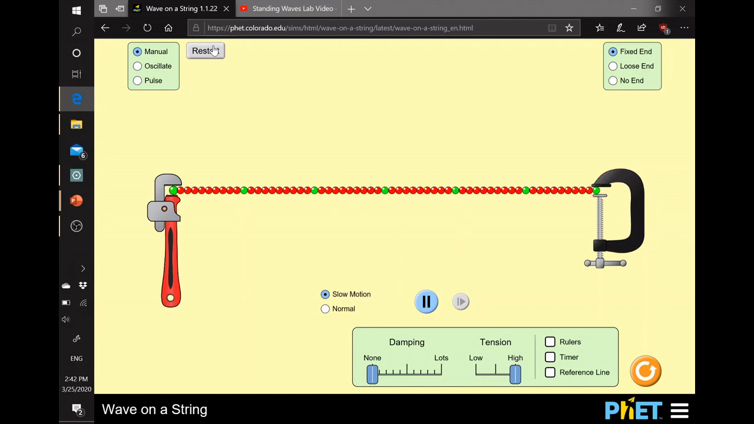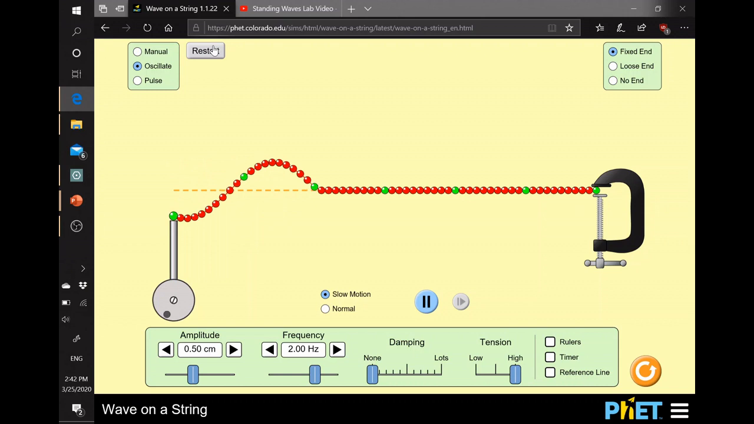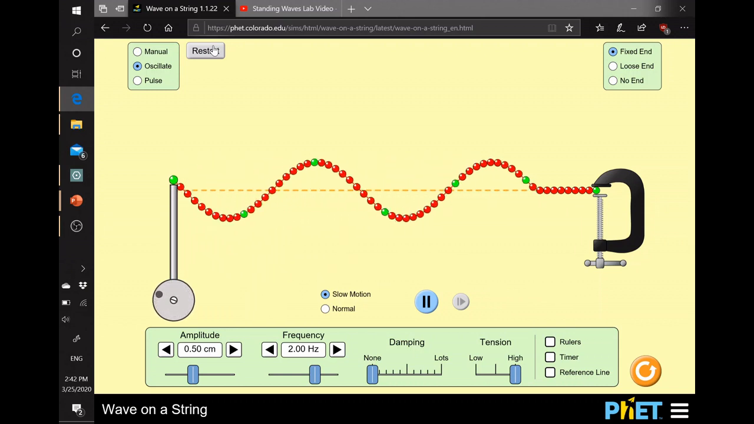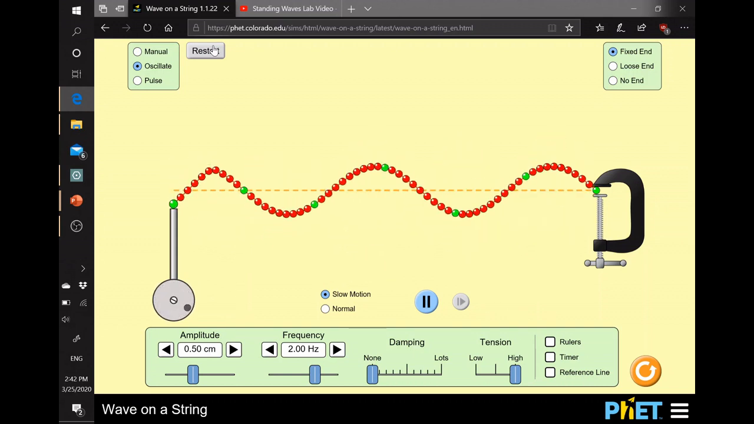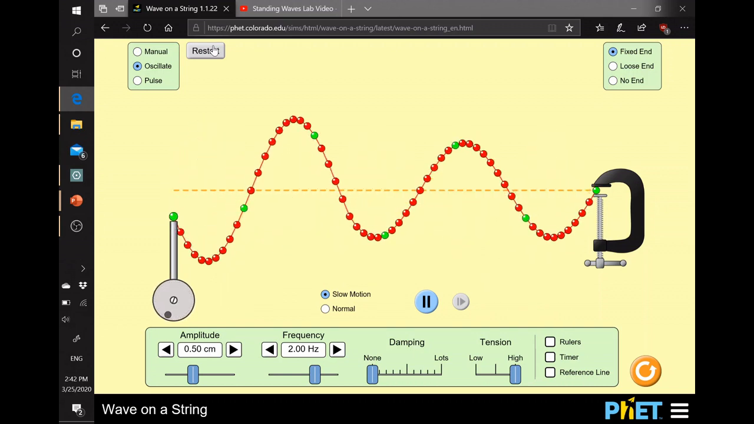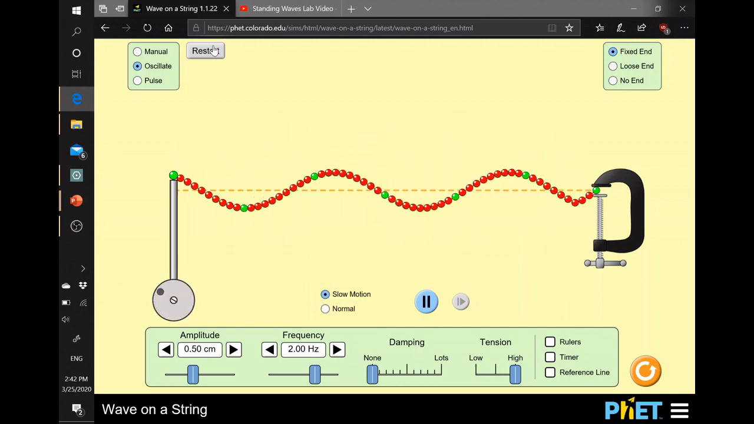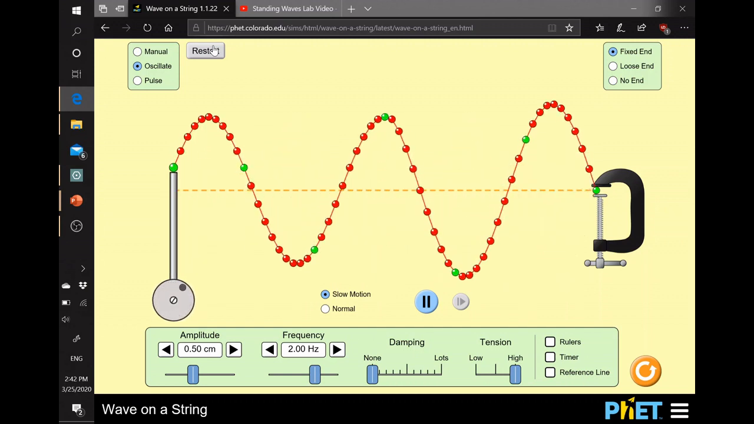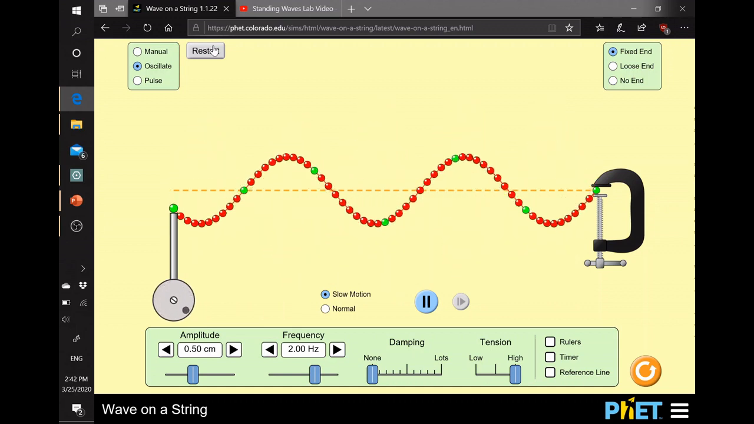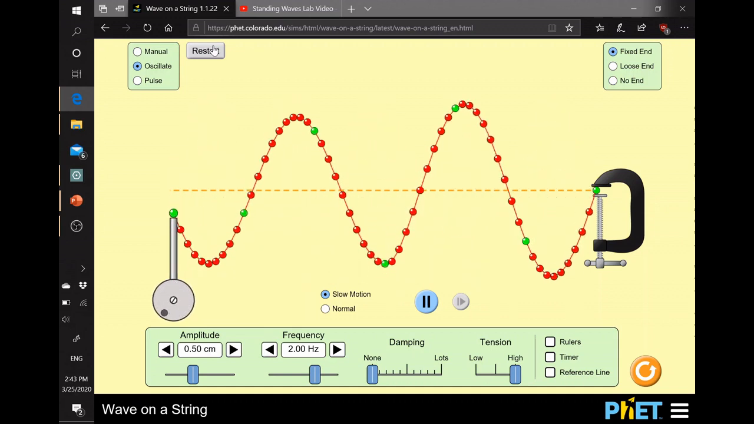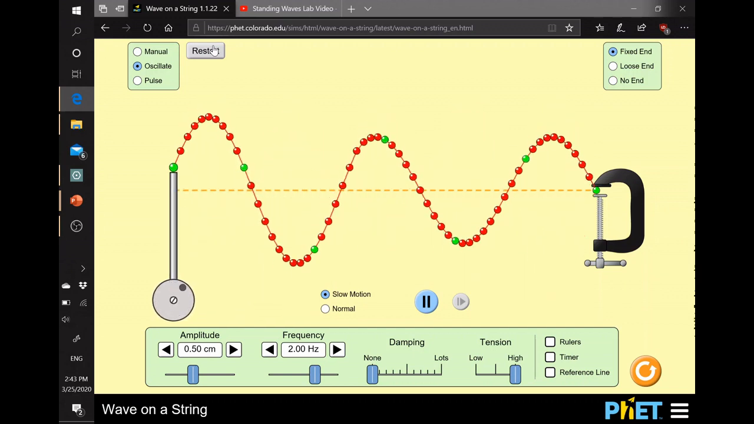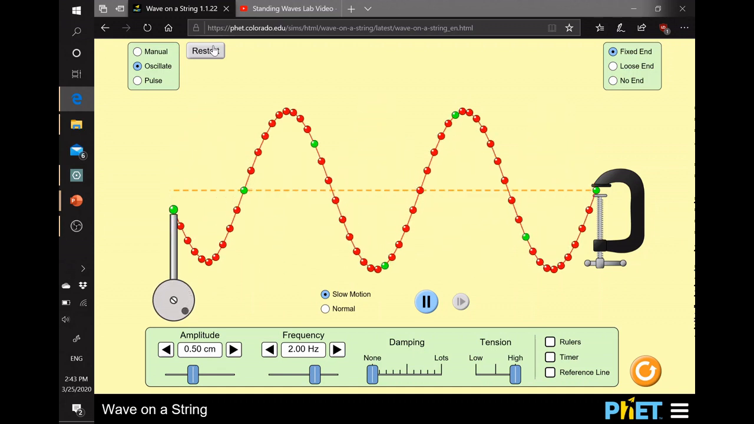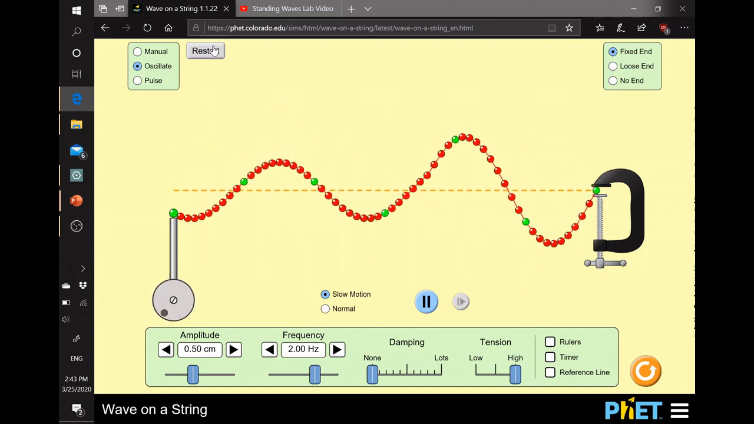We can see this even more dramatically if I switch to oscillate mode, so the simulation does it for me. So it's continuously sending traveling waves to the right. As those waves reflect, you are continuously getting reflected waves to the left. Those waves are combining to give you this standing wave form. So notice that once everything's set up properly, you can't even tell that there's any traveling waves at all. It just looks like you have this one standing wave. That's exactly what we're going to study in today's lab.